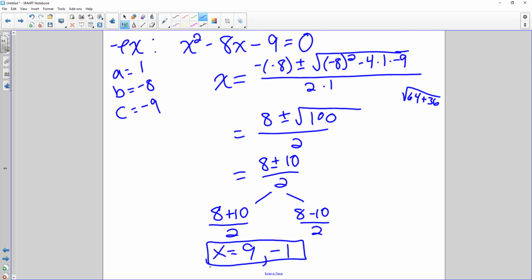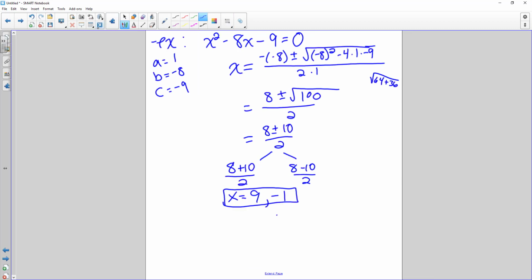So notice this one came out to nice answers instead of having to use our calculator to do a square root that doesn't come out. What I could have actually done with this problem, let's switch this up. Let me go back to the start. X squared minus 8x minus 9 is 0. I could have actually factored this one.